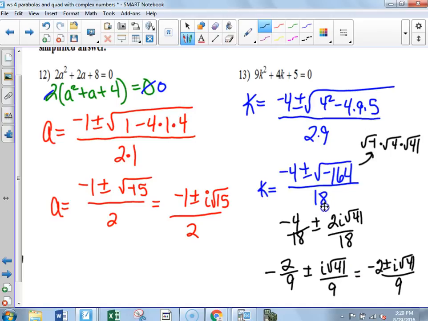See, my concern here is that you reduce only this piece, and you leave this 2i square roots of 41 over 9. It has to be i square roots of 41 over 9, because you've divided the 2 out of both pieces.